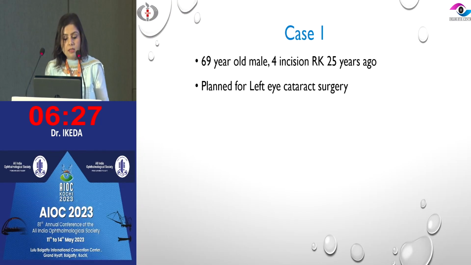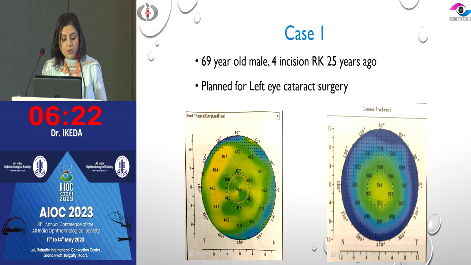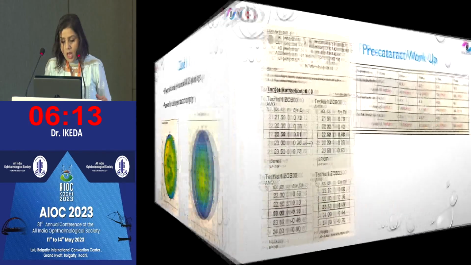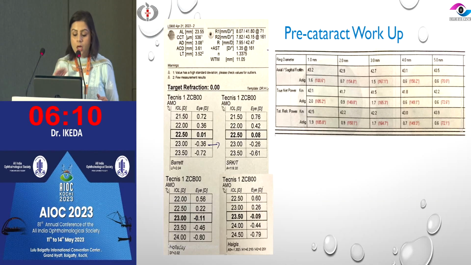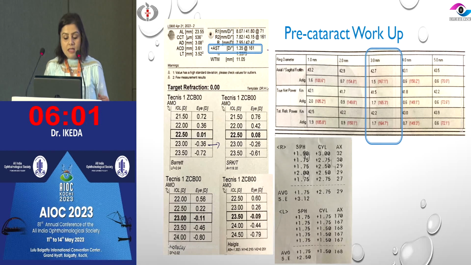So let's look at a few cases. The first patient is a 69-year-old male who underwent 4 incision RK surgery 25 years ago, and now he's planned for left eye cataract surgery. We see here that the topography looks pretty regular. The thickness is not too altered. When we look at the pre-cataract workup and compare the distribution of the power in the Pentacam as well as the optical biometry, we see that the astigmatism corresponds. We need to look at the axis of astigmatism more than the magnitude. If the axis of astigmatism corresponds within 10 degrees, this is probably a good case to plan a toric IOL, especially if we have repeatability of these readings.